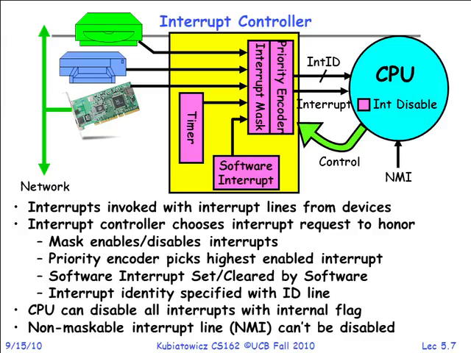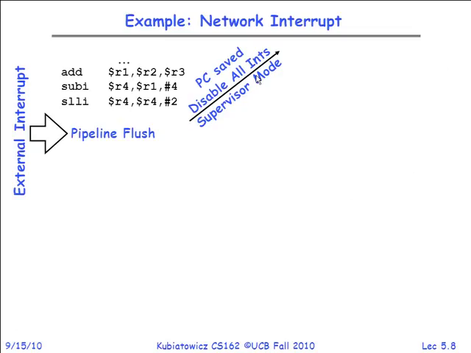Now, let me go to this diagram I showed you last time. Hopefully this will make a little more sense. Here we're running some code, and an external interrupt comes in, and that causes a pipeline flush, while at the same time we do what is kind of like a hardware procedure call, where we save the program counter and we disable that one bit in the CPU so that all interrupts are disabled, and we go into supervisor mode.